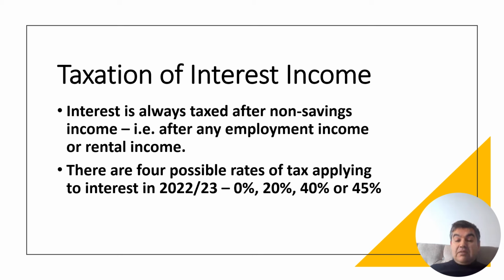Interest income is always taxed after non-savings income. So these rules you need to remember in the exam as well. For example, if you have employment income, trading income, and rental income, those will be taxed first, and then the savings income. There are four possible rates: 0%, 20%, 40%, and 45%.